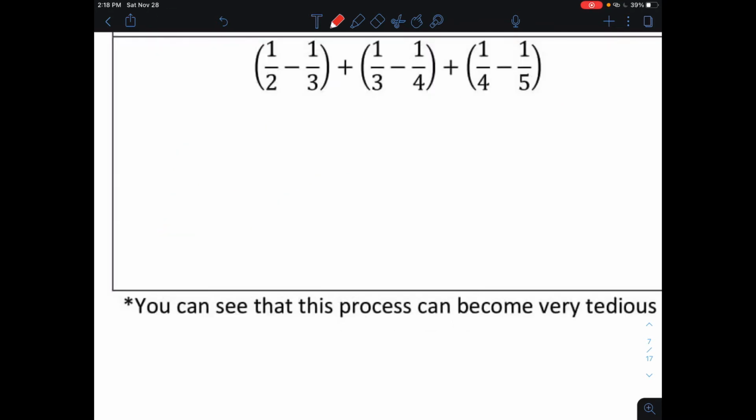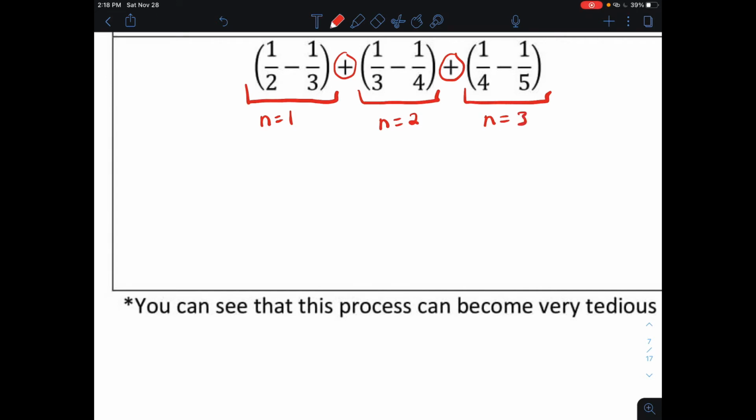Now let's look at this next one. So I have a half minus a third, plus a third minus a fourth, plus a fourth minus a fifth. So I'm going to treat these like individual terms here. Why did I pick that? Because summation is adding, so I see what I'm adding here. And so my first term is going to be that first set of parentheses. My second term here would be the second set, and my third term would be the third set of parentheses.